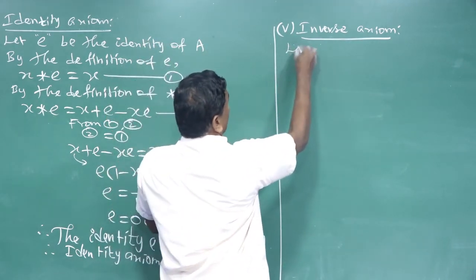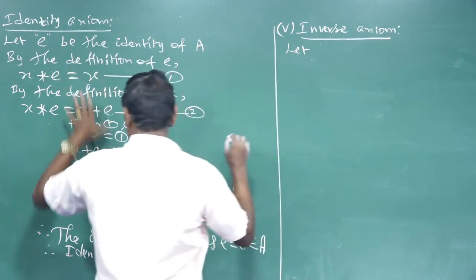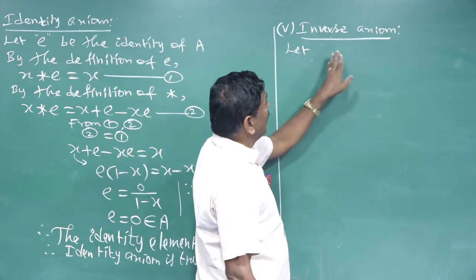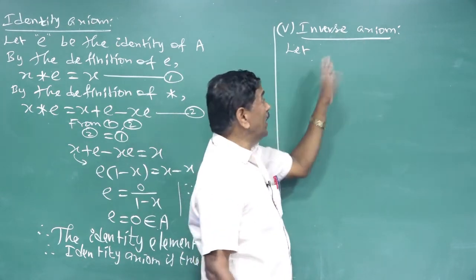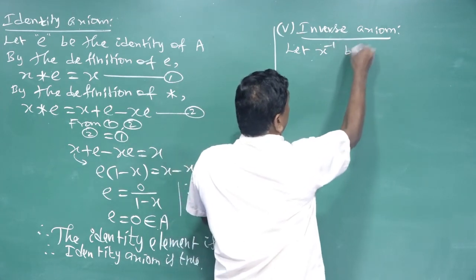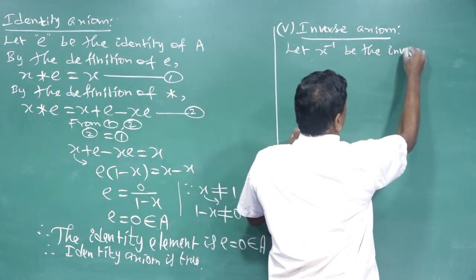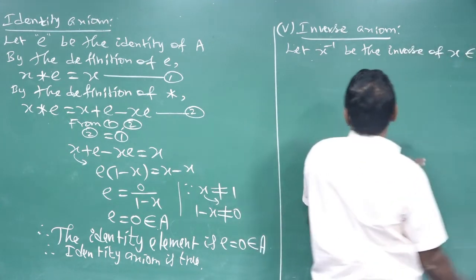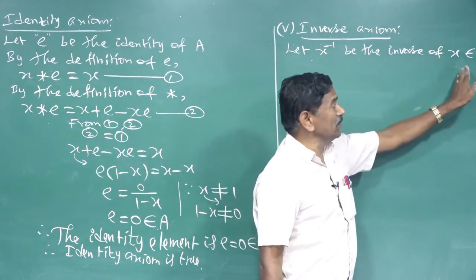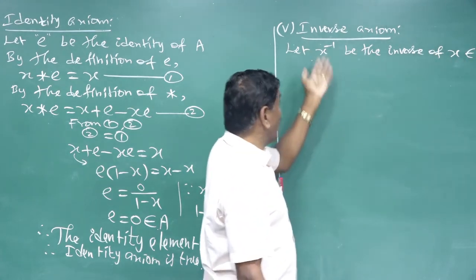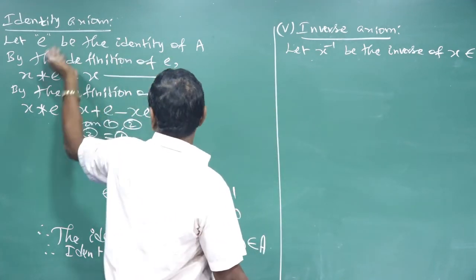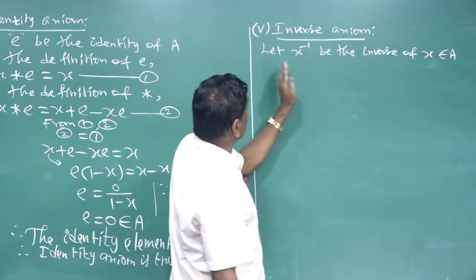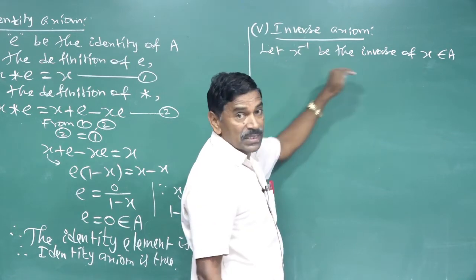Now listen, here we are taking the set A. So let X inverse be the inverse of X, where X belongs to A. Now as usual, from the earlier idea, by the definition of identity and by the definition of star, likewise now also by the definition of inverse and by the definition of star.